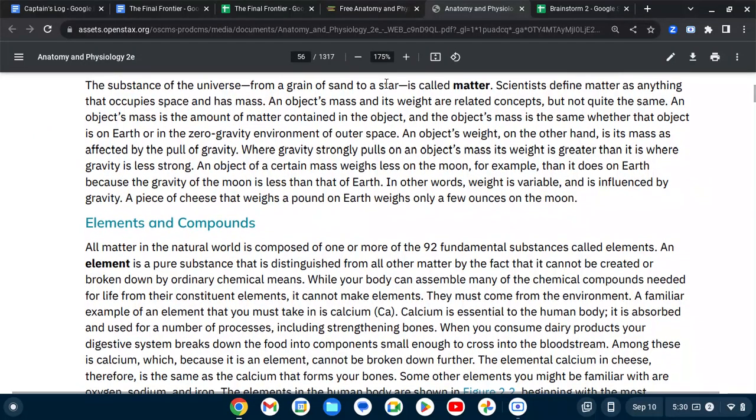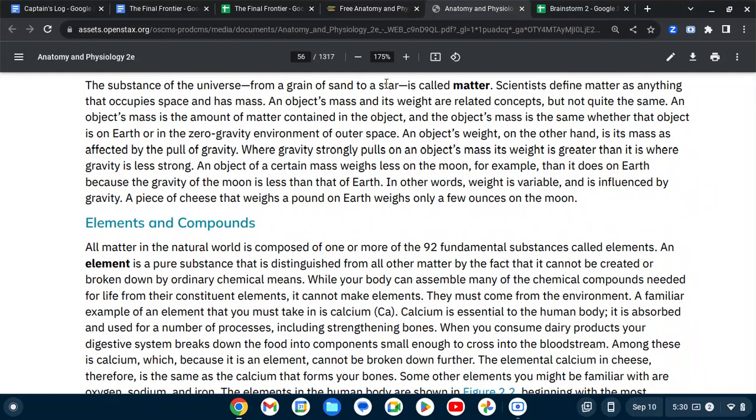The substance of the universe, from a grain of sand to a star, is called matter. Scientists define matter as anything that occupies space and has mass. An object's mass and its weight are related concepts, but not quite the same. An object's mass is the amount of matter contained in the object, and the object's mass is the same whether that object is on Earth or in the zero-gravity environment of outer space.